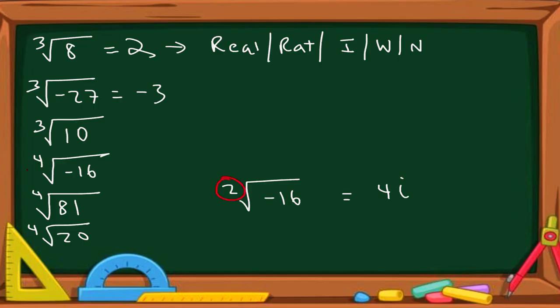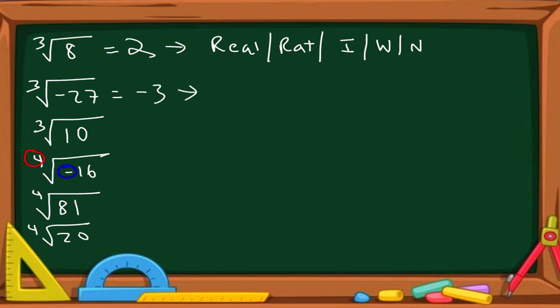So the key here is to look at the index number. If the index number is even, and if you have a negative inside of it, it's going to be imaginary. If the index number is odd, it can never be imaginary, regardless if it's positive or negative on the inside. So that's what I want you to gather from this section of the video.